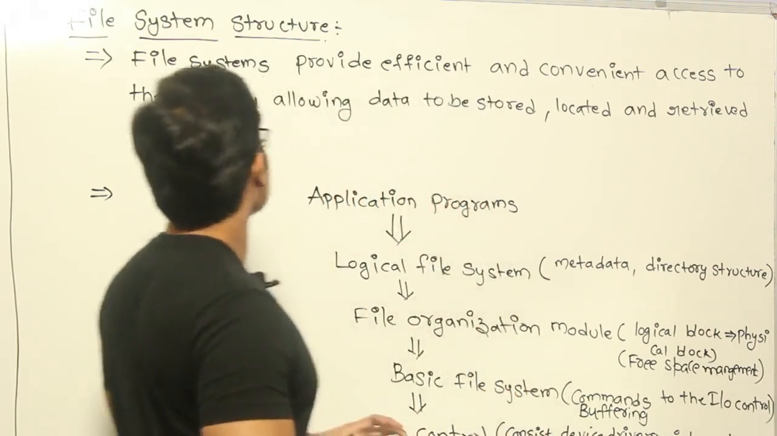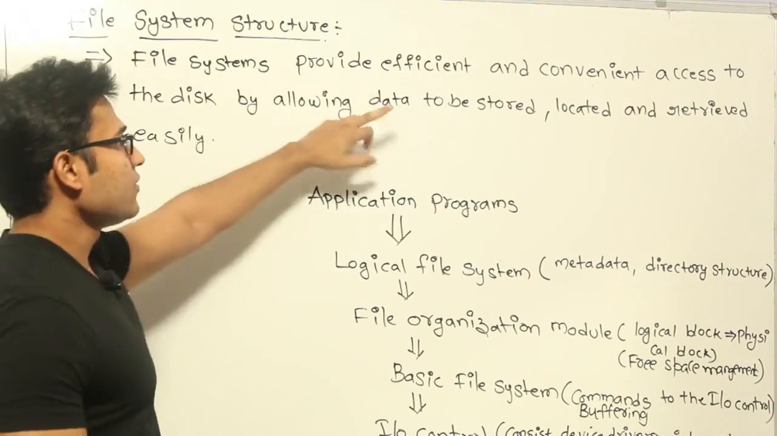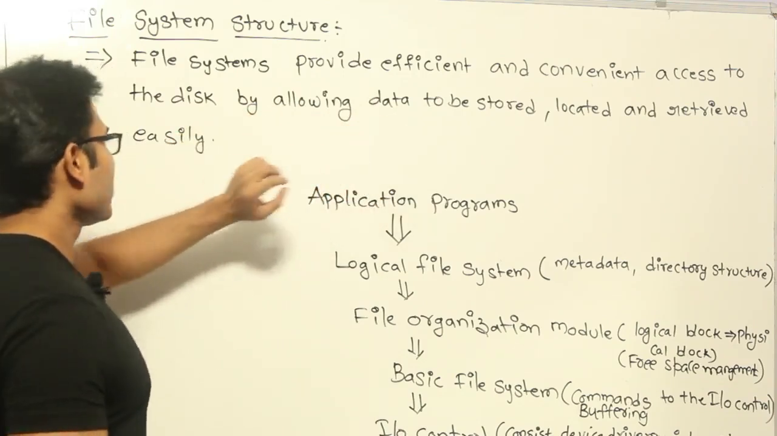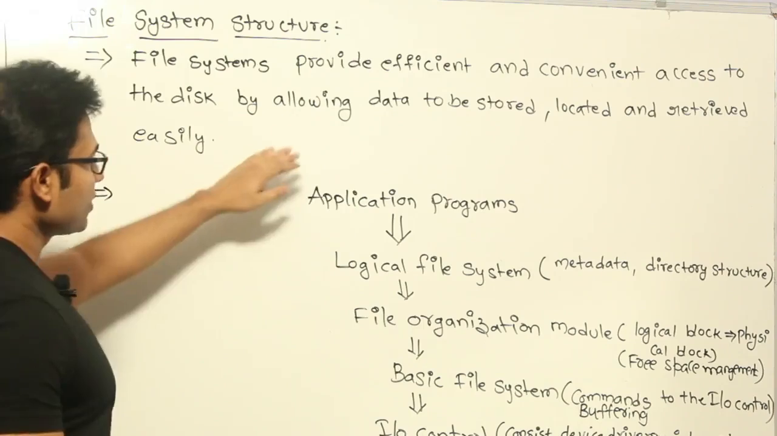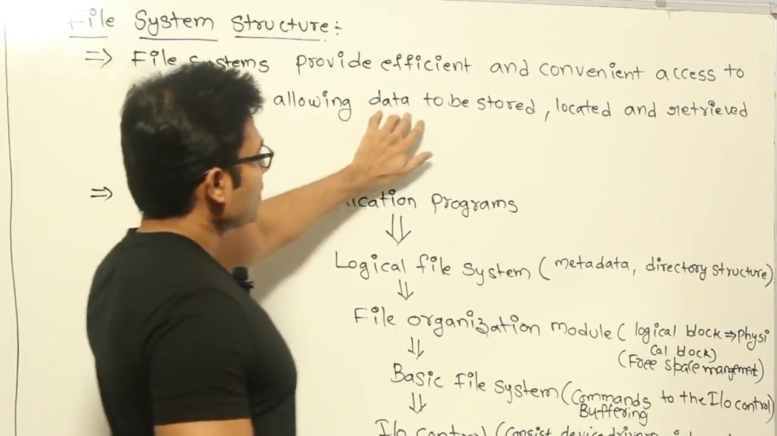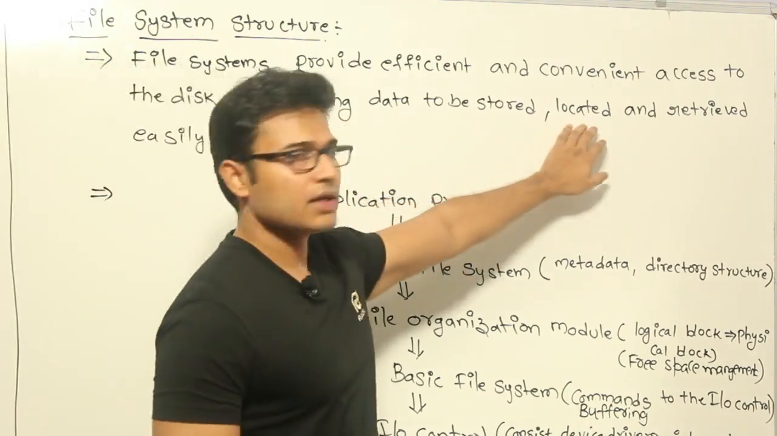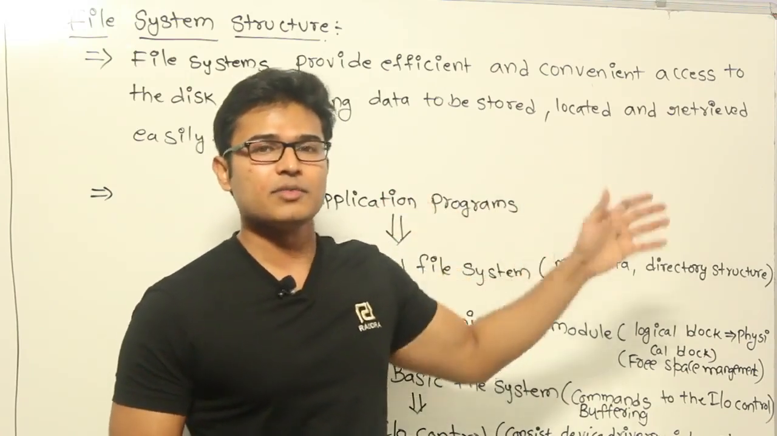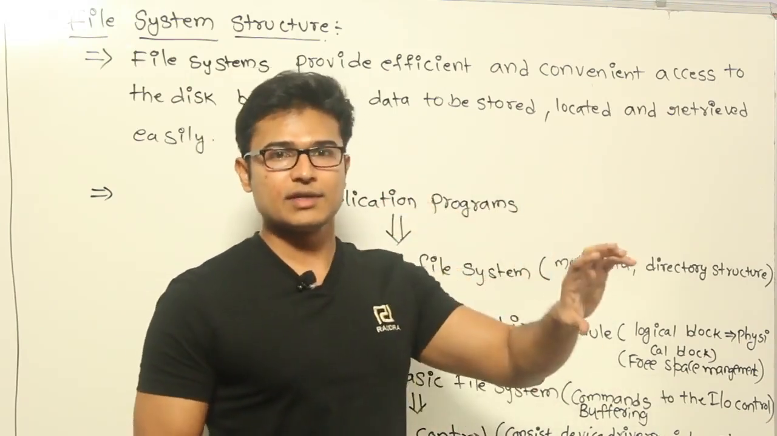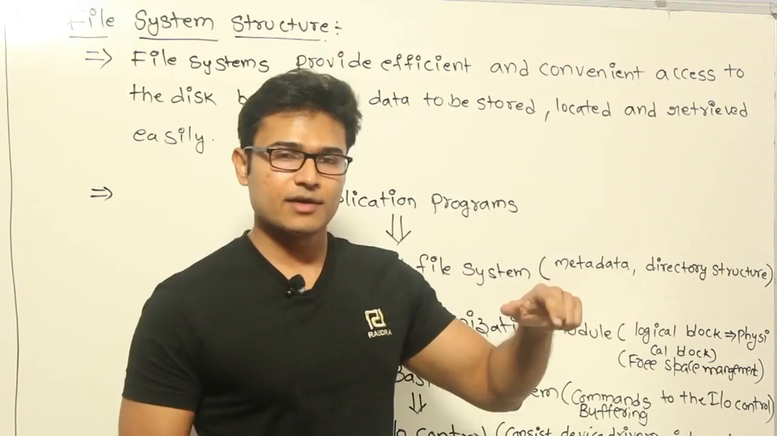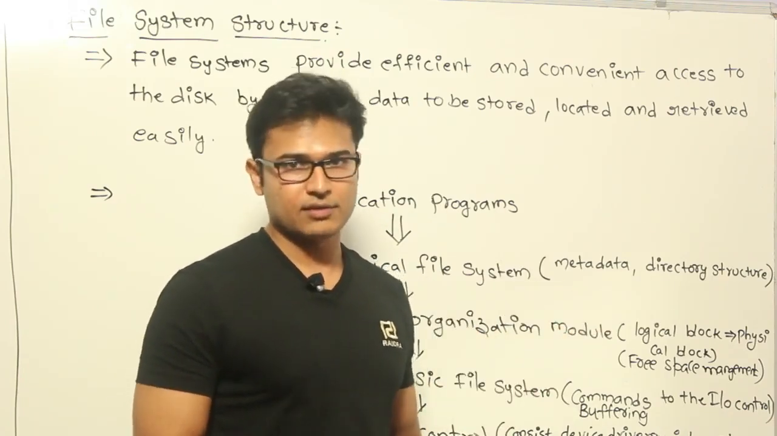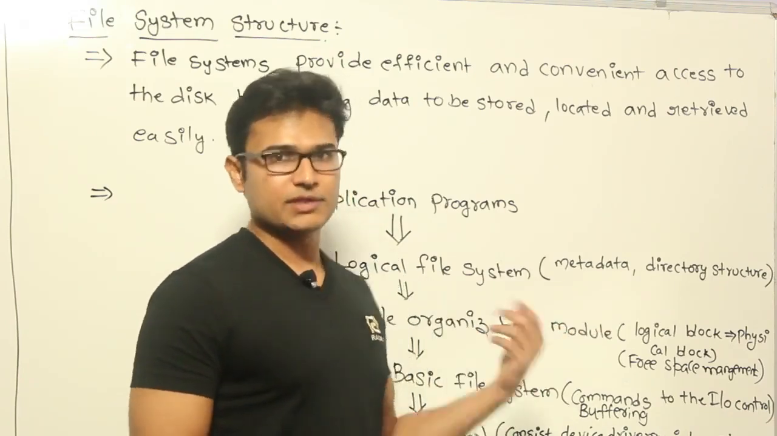So let's see this. File systems provide efficient and convenient access to the disk by allowing data to be stored, located and retrieved easily. So its main purpose is to store the data, then locate the data, and then retrieve the data. When you try to create a file, we should be able to store it on the disk, and later we should be able to locate where it has been stored, and later retrieve it. This is the main thing. Now how it is being done, we shall see.